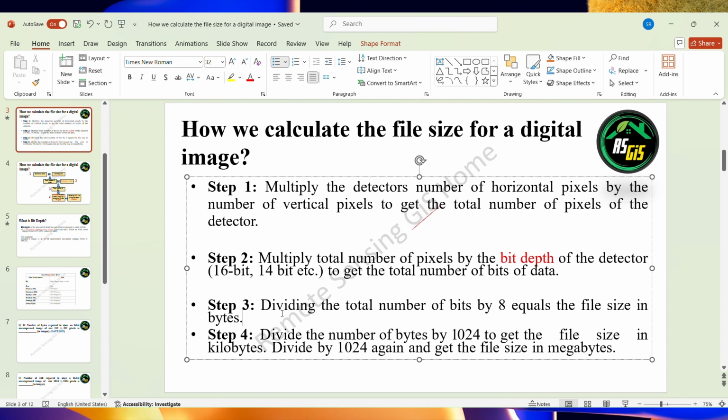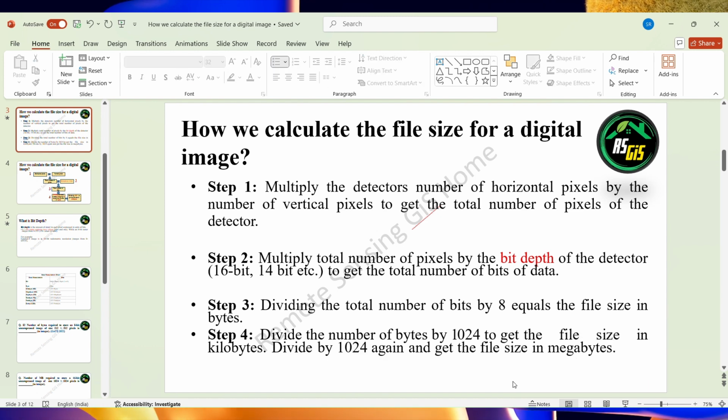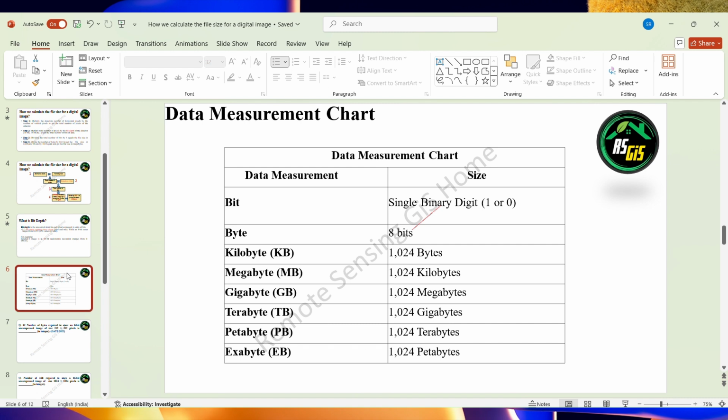After that, if they are asking for the values in kilobytes or megabytes, you have to complete this stage. First divide by 8 to get the values in bytes, then divide by 1024 for kilobytes, and then divide by 1024 again to get the values in megabytes. The process goes on until you reach the data measurement unit the question is asking for.